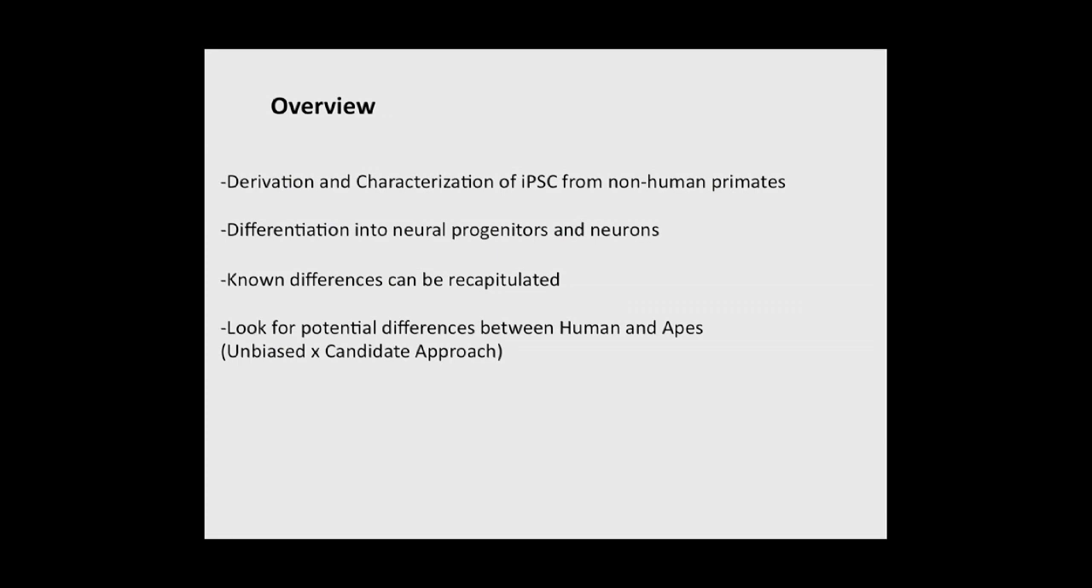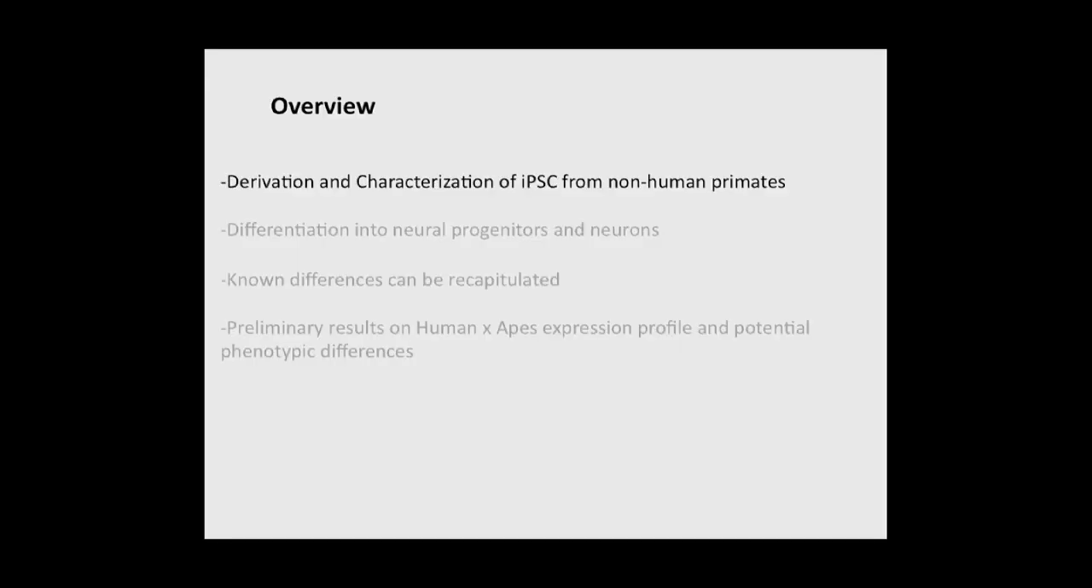So the overview is we're going to show you how we derive these cells and how we differentiate them into neurons, give you some evidence that they actually are functioning, and we can examine them. And then we'll ask whether or not they recapitulate any of the basic differences that others have already discovered. Can we recapitulate those differences in the dish? And then I'll give you one example of a variety of observations we've made that are provocative.